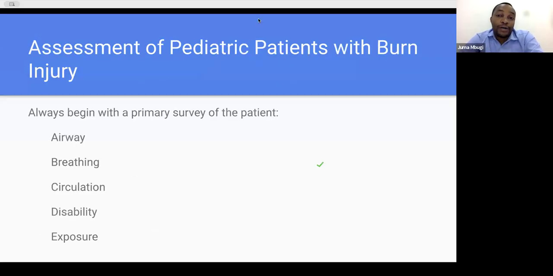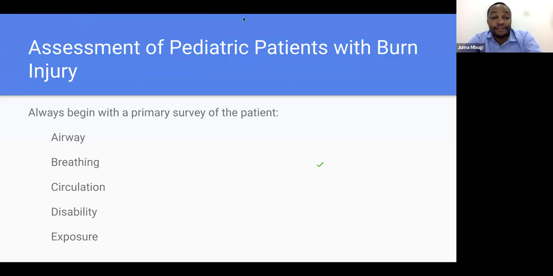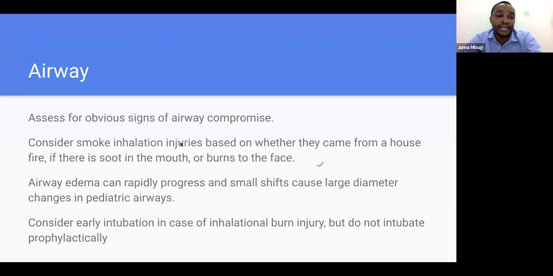So how do we go about it? So the assessment usually, as I said, is almost the same as for any other child with trauma. So you always have to observe your safety first, and if necessary, call for help so you are not alone, and then go ahead assessing airway and breathing, circulation, disability, and exposure. Let's see one by one.